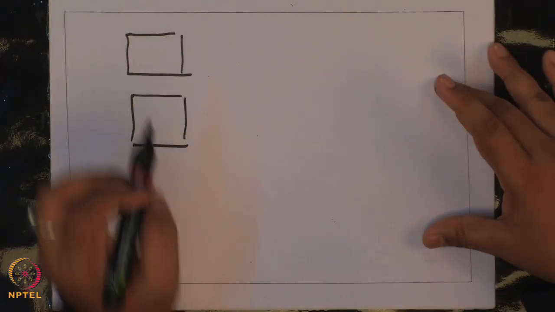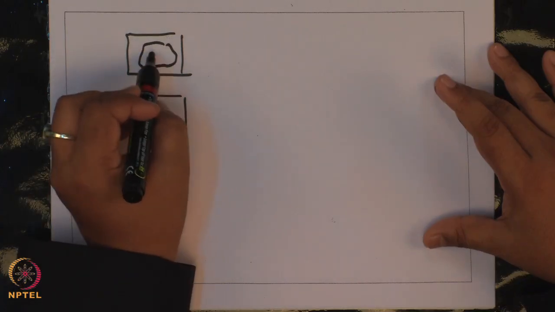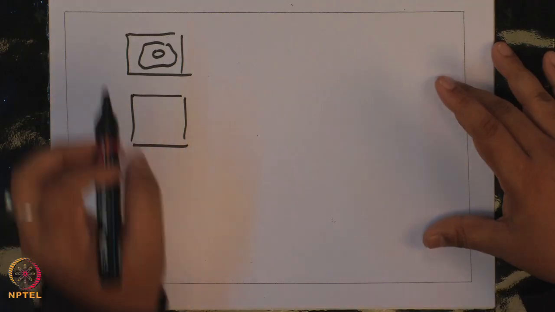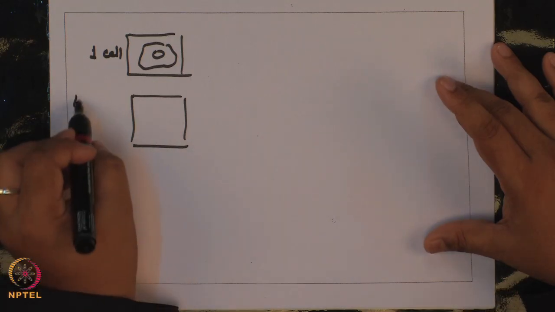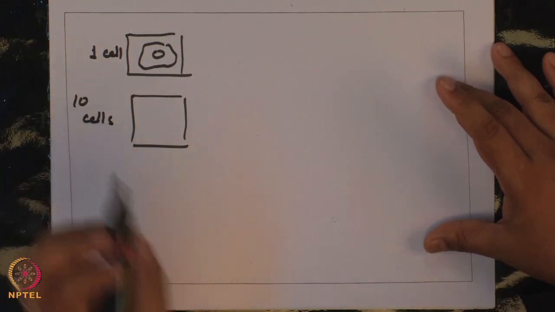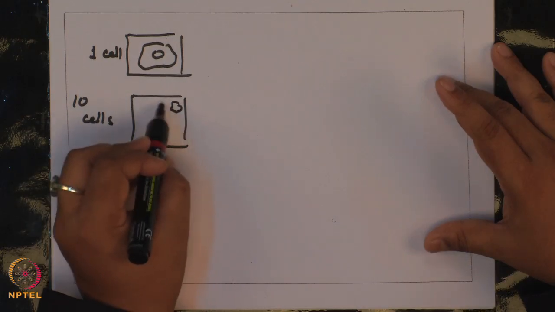Now, if we are to look at our argument of cell density indirectly impacting the cell shape, one of the things you are doing is, in a given area, let us say in this given box, I plate a single cell, versus, so this is one cell plated in this box versus 10 cells plated in this box simultaneously.